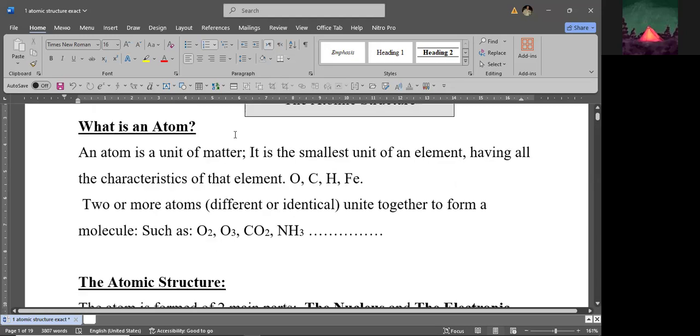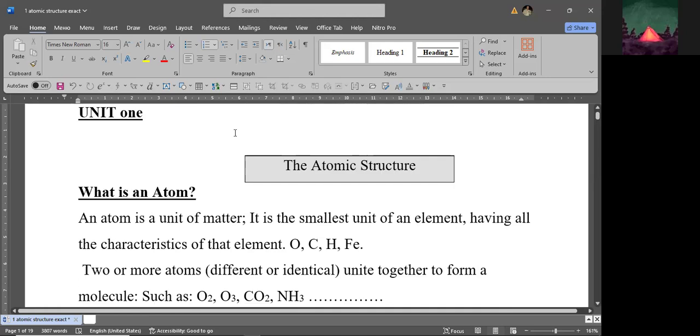عايشين يا رب. درسنا اليوم عن الآتوم. The atomic structure. Okay. As you know, what is an atom? Atom is a unit of material. What is a material? A material is anything that has a mass and occupies a volume. كل شيء عنده وزن وبيعبي حجم معين بنسميه material.